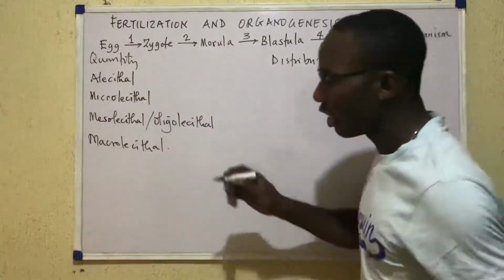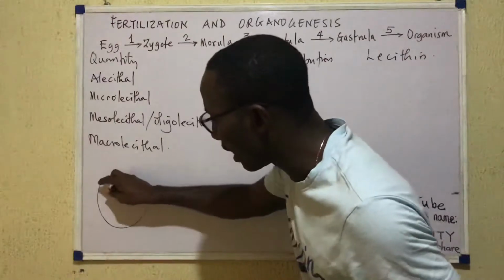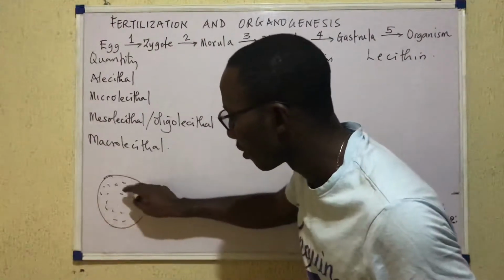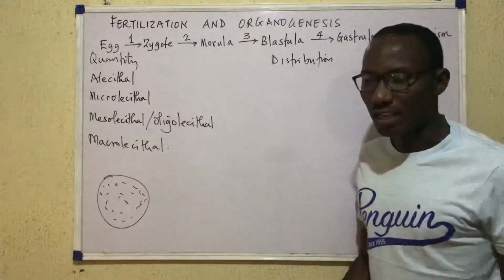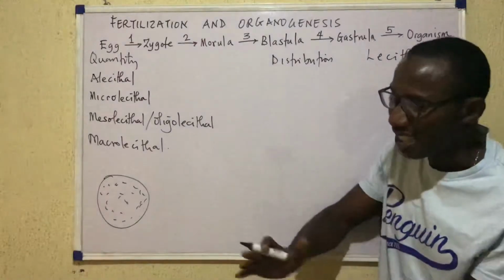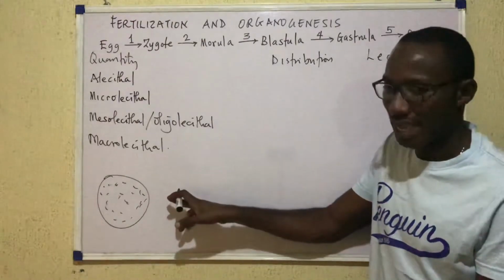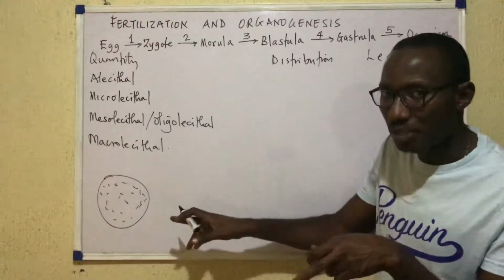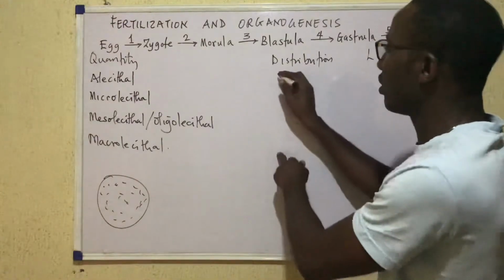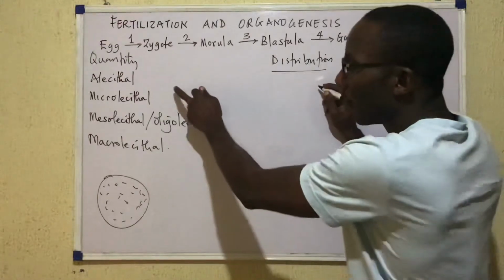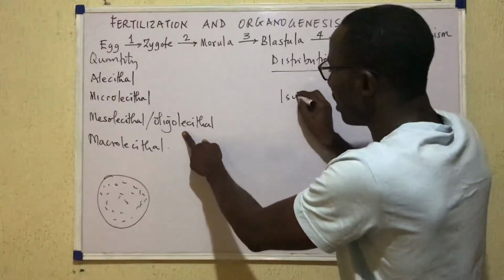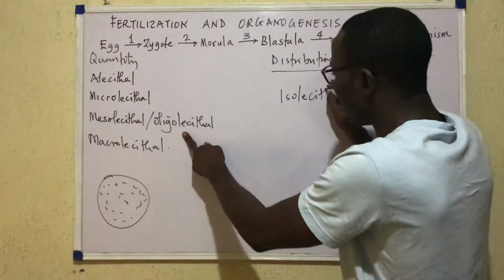Now, if there is very little yolk, which is micro or mesolecital, how would the yolk be distributed within the egg? It will be something like this. So see this egg, see the yolk. In that case, we say that the yolk is evenly distributed. It is evenly spread throughout the egg. And that only happens if the yolk is not very much. So in that case, we say based on distribution, micro and mesolecital eggs are usually isolecital.